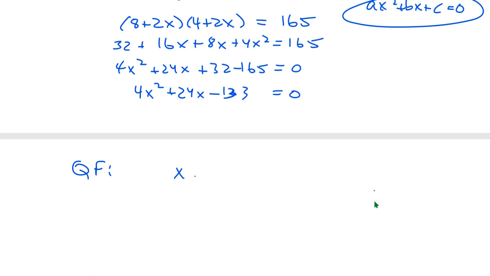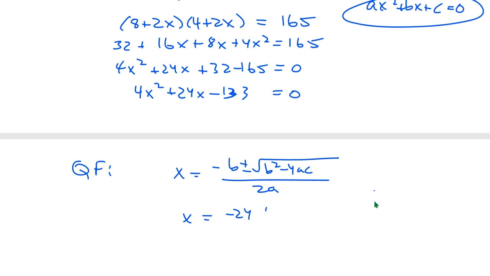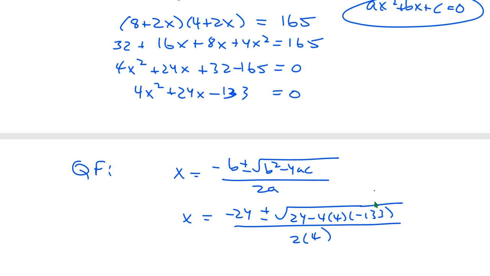The quadratic formula says x equals negative b plus or minus the square root of b squared minus 4ac, over 2a. So x equals negative 24 plus or minus the square root of 24 squared minus 4 times 4 times negative 133, over 2 times 4. Now I'm going to grab a calculator. Take a calculator, see what you get. I'm going to do it at the same time. Oops, sorry, I forgot b squared is 24 squared.